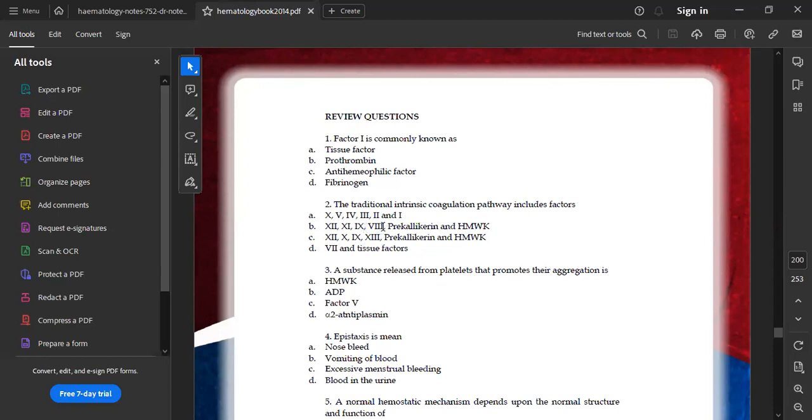I also go with B, because factor 10 is in both pathways, it's in the common pathway. So B by elimination. The intrinsic pathway is just the countdown from 12, 11, 9, 8. And then the extrinsic one is just factor 7.